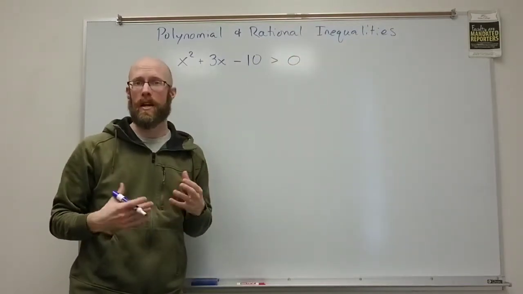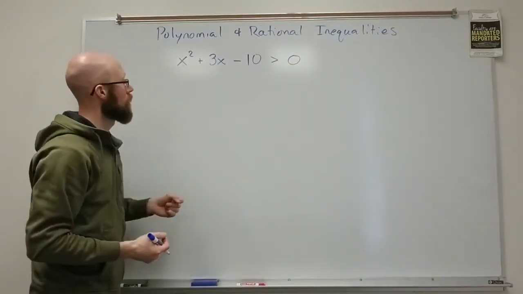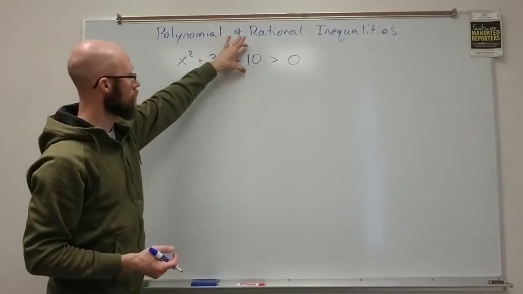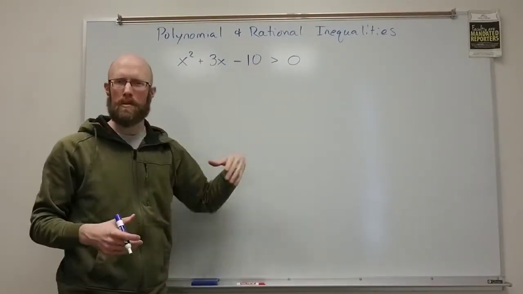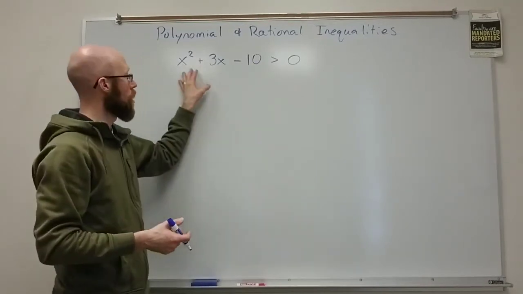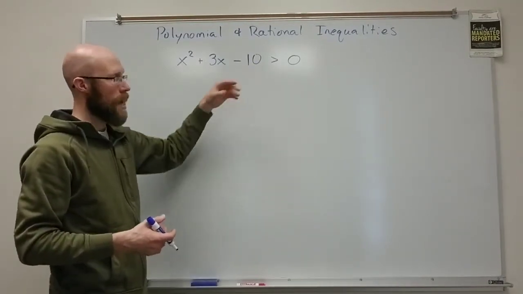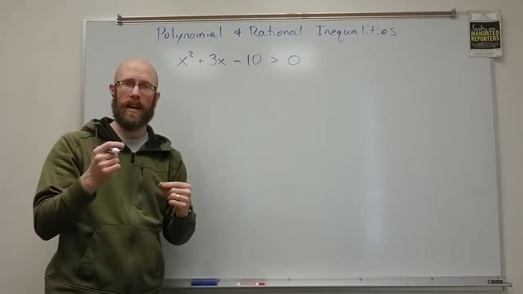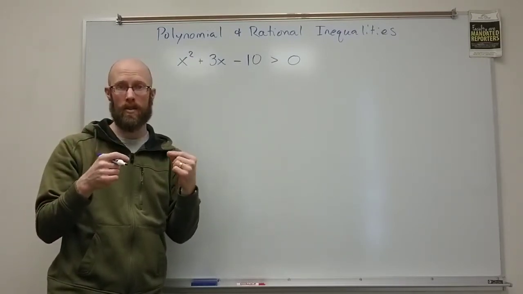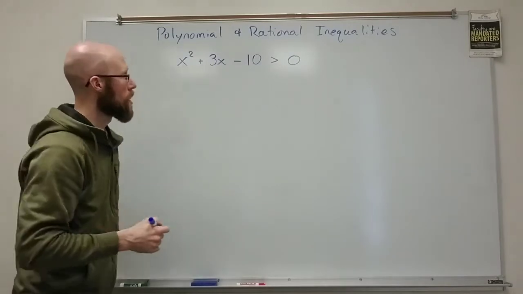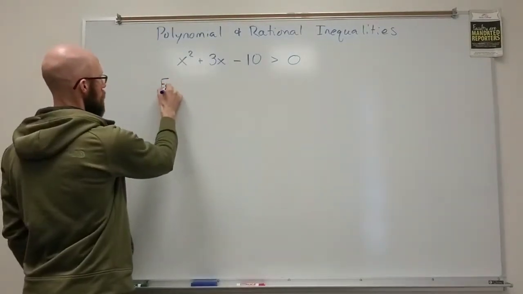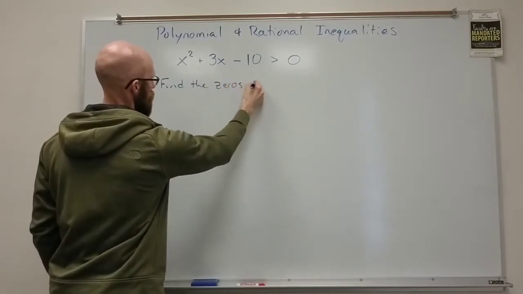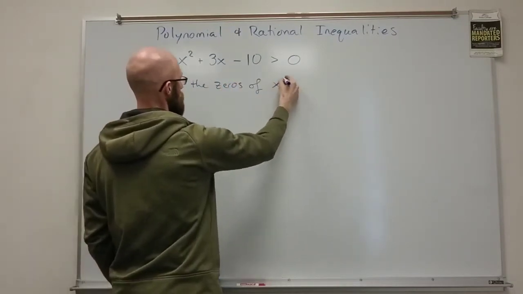this technique work. All right, so what we're going to do is I know that this polynomial is greater than 0. That means positive, right? It's going to be positive, and the only time it can switch from positive to negative is at an x-intercept, or at a 0 of the function. And so first I'm going to find the zeros of my polynomial.